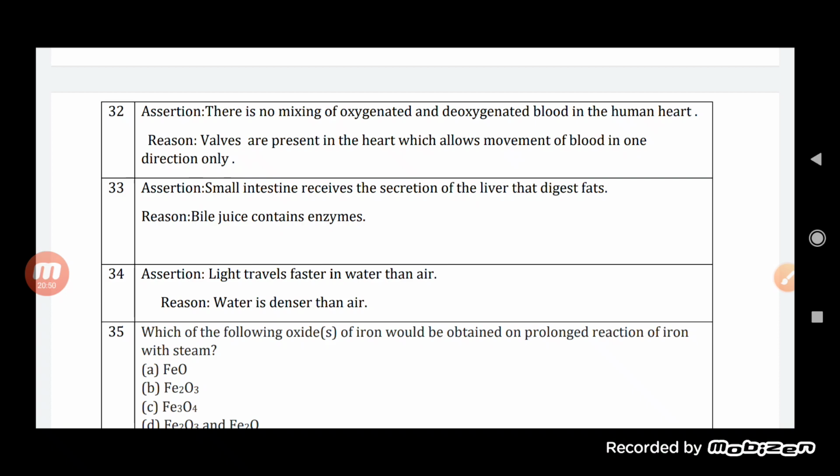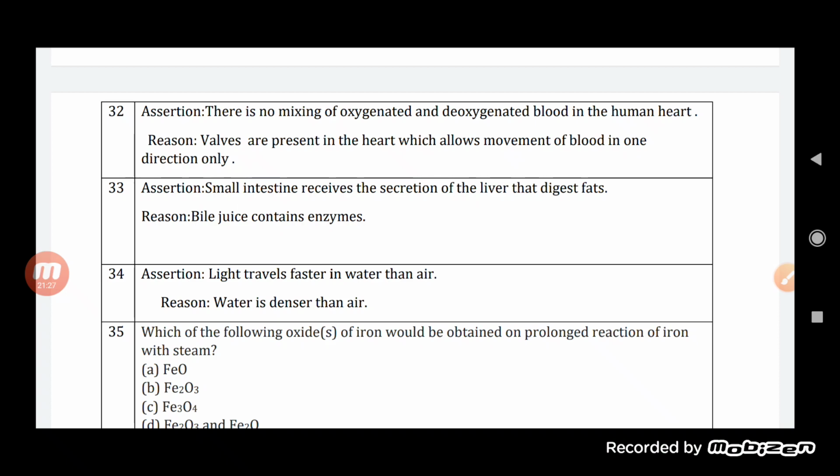Now see here, question number 33. Small intestine receives the secretion of liver that digests fats. You know that bile is actually released by the liver, and it will help in the emulsification of the fats. The small intestine has the hepatopancreatic duct, in which the pancreatic juice and the bile get mixed together, and that will help in emulsification and digestion of the fat.